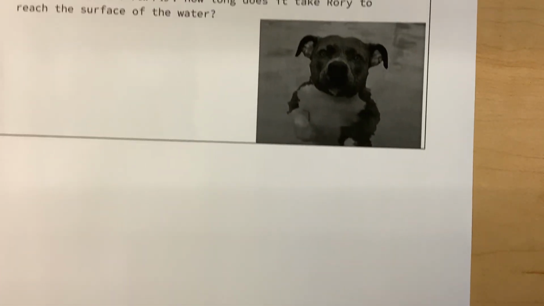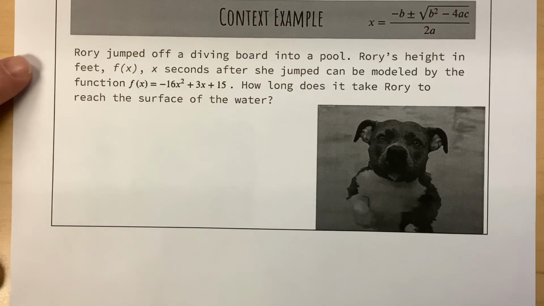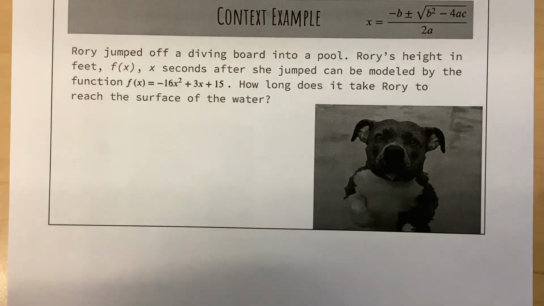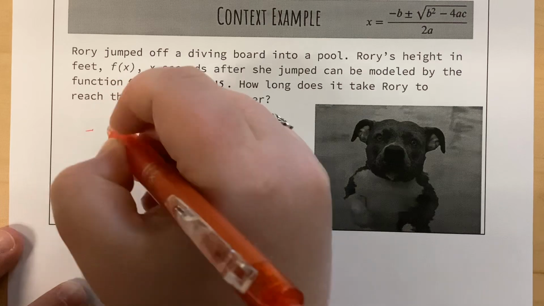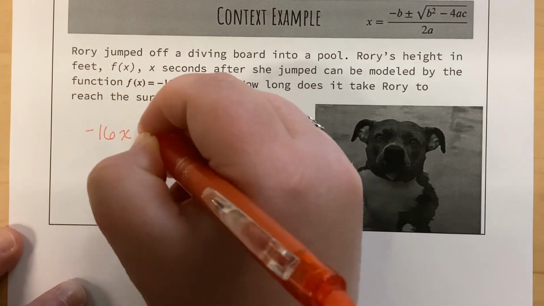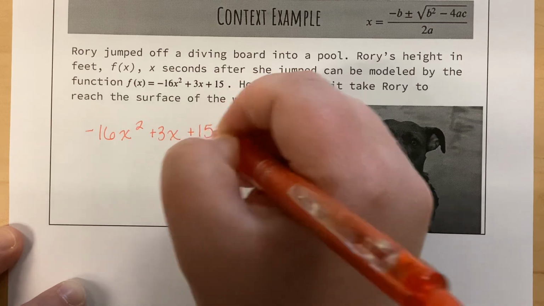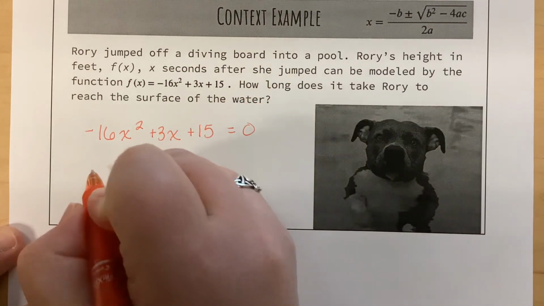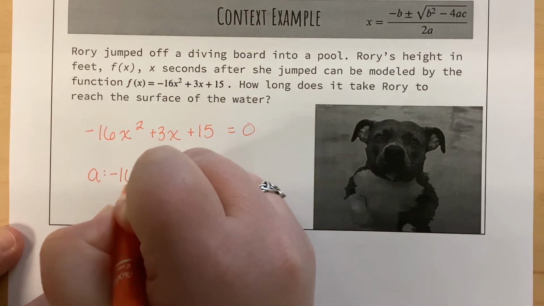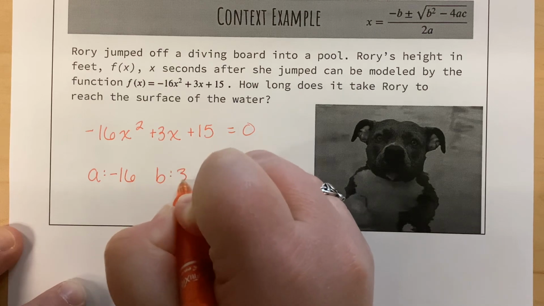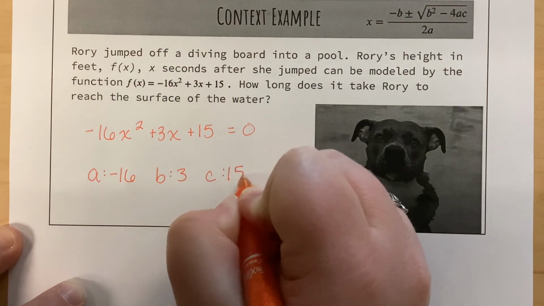Rory jumped off a diving board into a pool. Rory's height in feet, which is f of x seconds after she jumped, can be modeled by the function you see there. How long does it take Rory to reach the surface of the water? All right, so once again, set the function equal to 0. So negative 16x squared plus 3x plus 15 equals 0. A is going to be negative 16, B is 3, and C is 15.